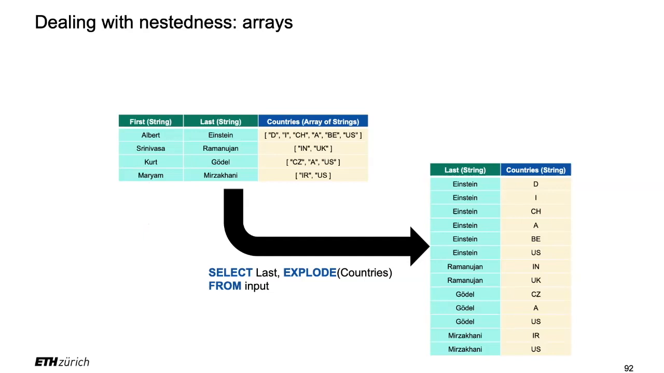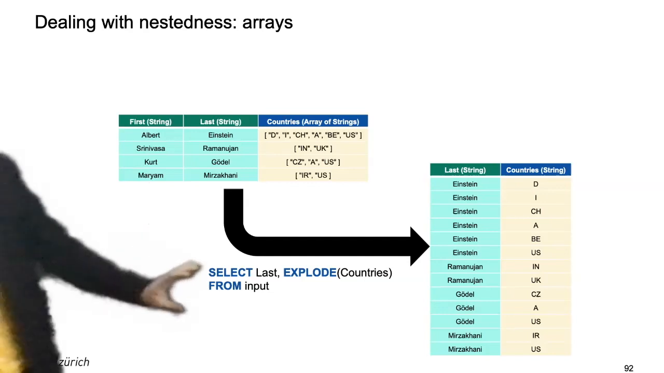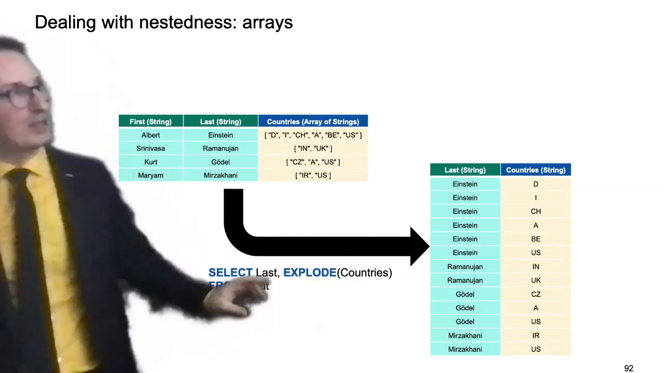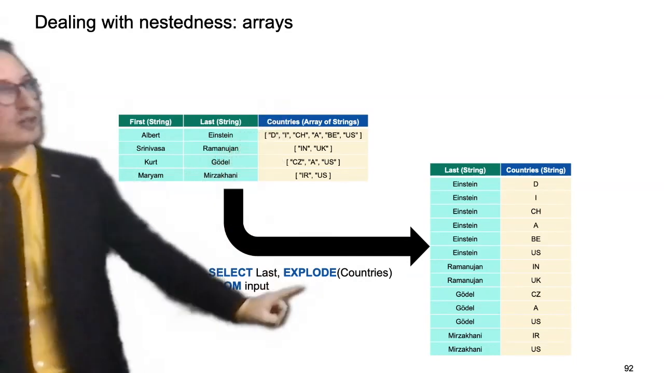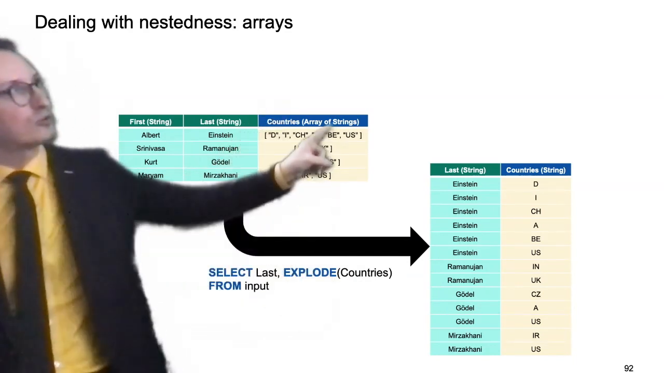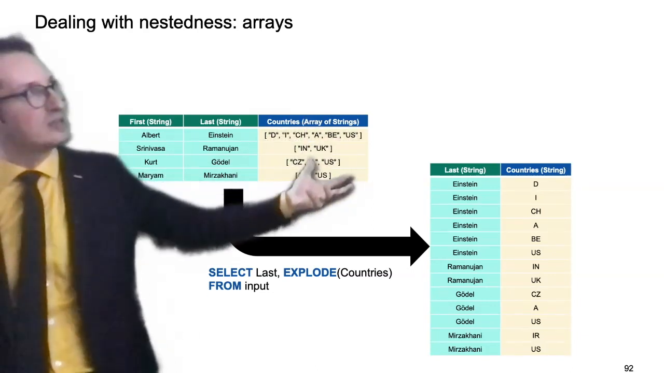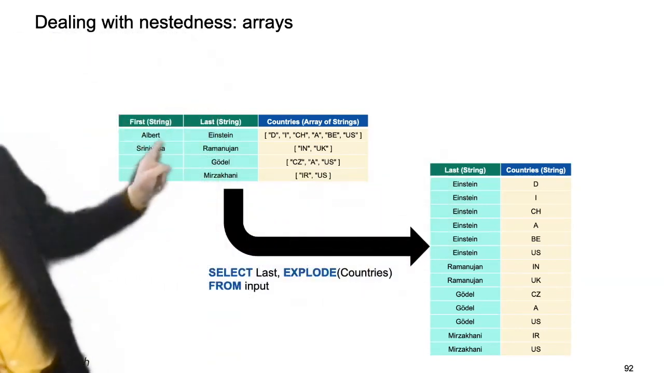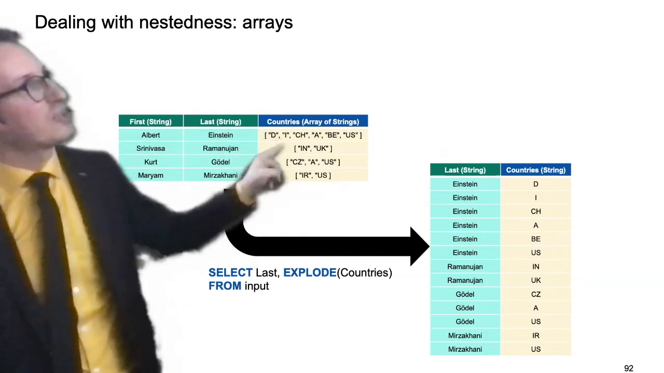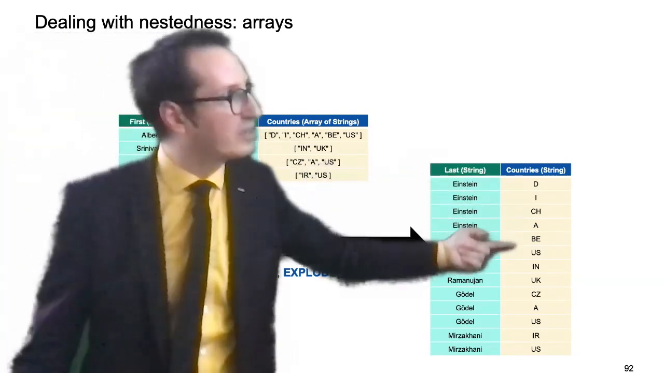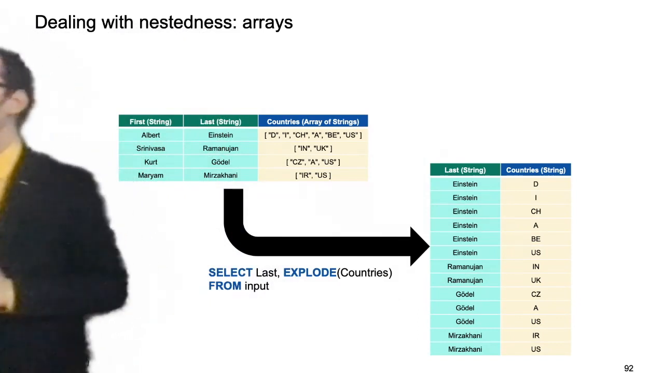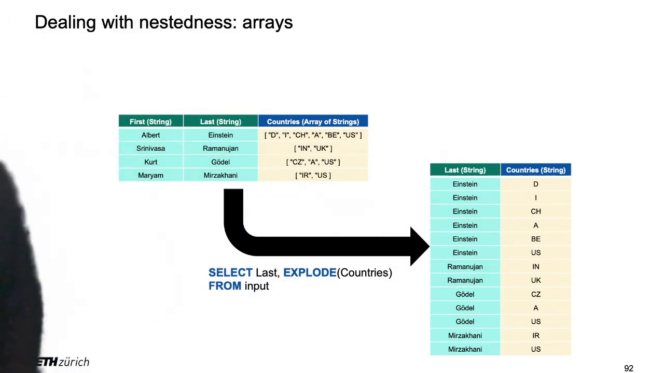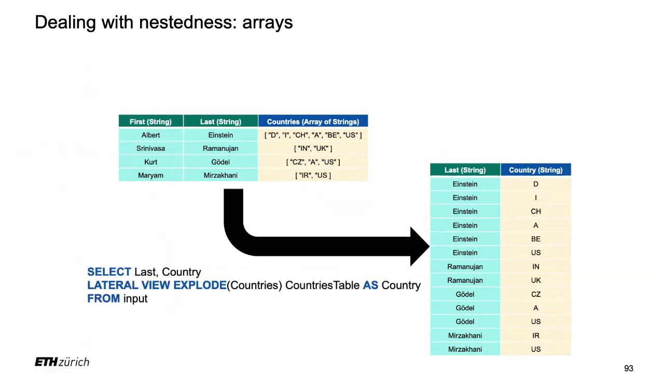So what do I do with that? Because SQL doesn't speak array of strings, right? SQL normally uses the first normal form, right? So there's an extension of SQL in Spark SQL that allows you to manipulate these arrays. In particular, there is this explode function acting on the countries column that's going to open the arrays and duplicate these values as many times as there are values in the array. For example, here I have Einstein D, Einstein I, Einstein CH, and so on, and you just duplicate the rows here. This is the explode function. Okay, so you basically just fit everything in a table every time.